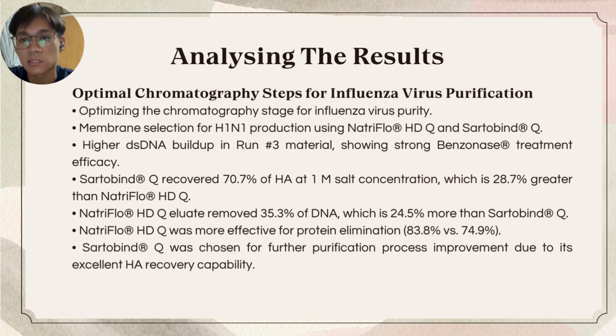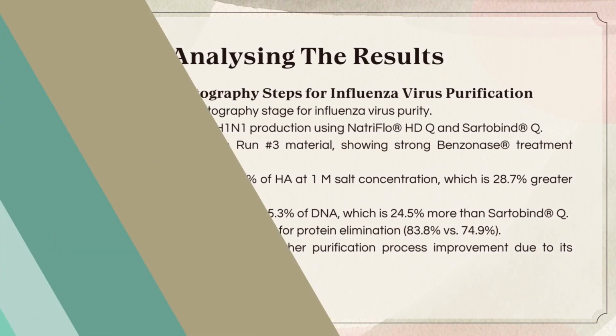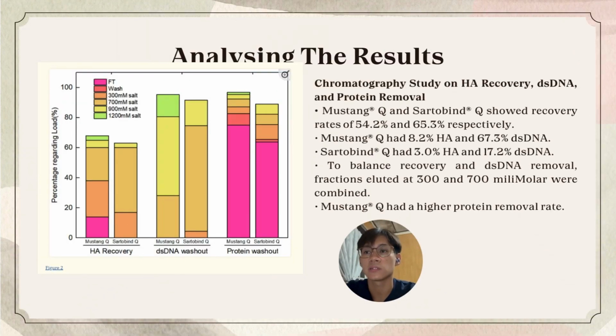Last but not least, Sartobind Q was chosen for further purification process improvement due to its excellent HA recovery. So this is the chromatography study on HA recovery, dsDNA, and protein removal. As you can see, Mustang Q and Sartobind Q showed recovery rates of 54.2% and 65.3% respectively.